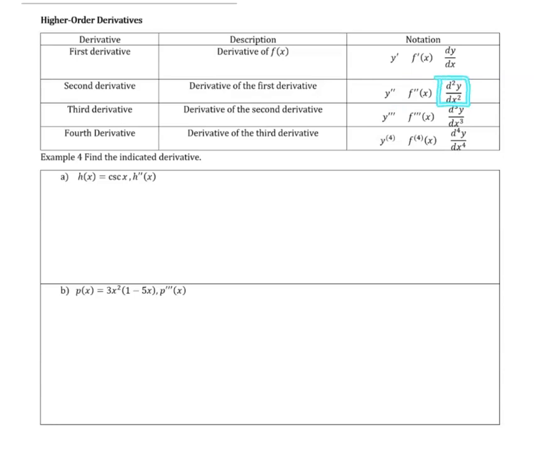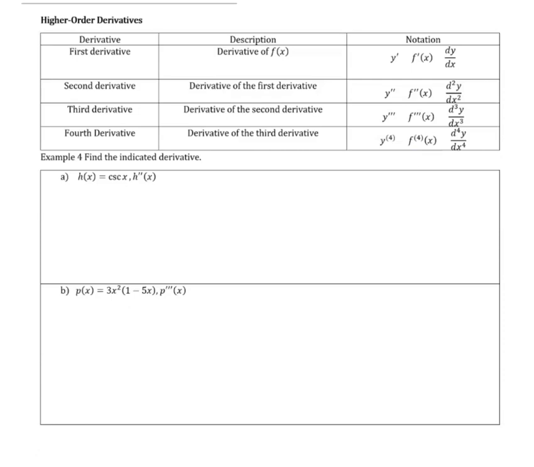There's also the dy dx notation for that. We continue in that pattern, we could have y triple prime and f triple prime. Once we get past the third derivative, we don't typically write 4 of those apostrophes. We simply wrap the number 4 in parentheses as an exponent to indicate that it is the fourth derivative.